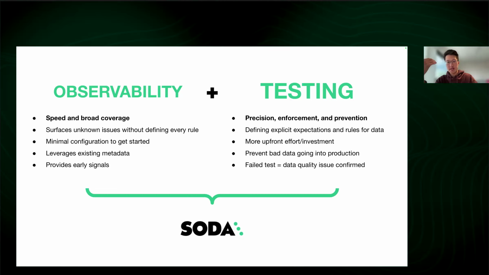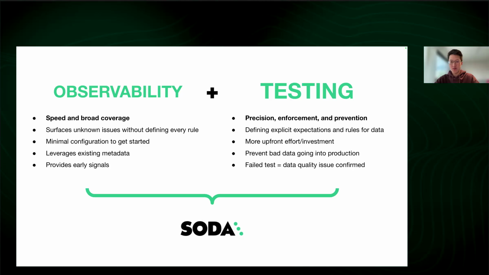As compared to data testing, where in the next webinar you'll see how users can collaborate on data contracts. It requires more effort and more investment in the explicit definition of rules and expectations of data. But we know for sure that once these rules have been established, if they fail, it is a definite indication that a real data quality issue exists. So SODA provides these two features for a robust data quality detection strategy in your organization.